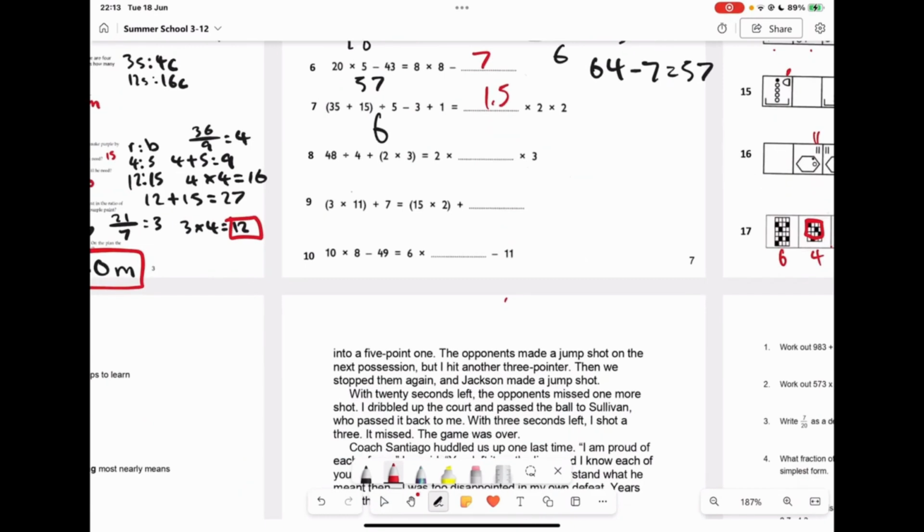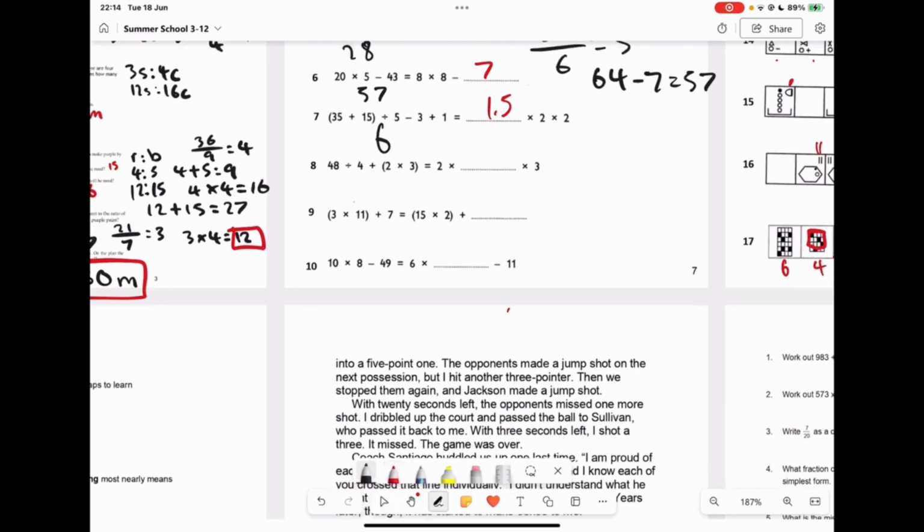For question 8, 48 divided by 4 plus 2 times 3 is equal to 2 times something times 3. Well, first we find what 2 times 3 is, which is 6. And then we do division before addition. So 48 divided by 4 is 12. So 12 plus 6 is 18. So we take our 18 when we know that 2 times 3 is 6. 6 times 3 is 18. So the answer to 8 is 3.